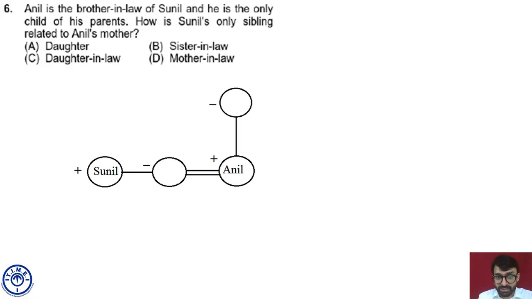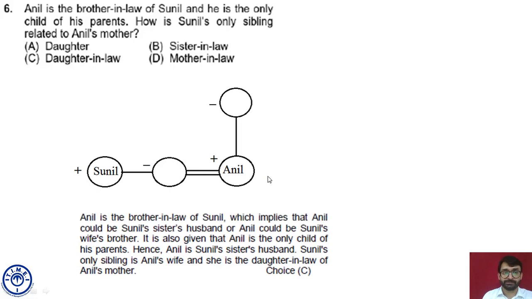Sunil's sister is Anil's wife. Anil's wife is related to Anil's mother as daughter-in-law. Had the question been how Anil's mother is related to Sunil's sister, the answer would have been mother-in-law. But the question is saying, how is Sunil's only sibling, the wife of Anil, related to Anil's mother? Anil's wife is related to Anil's mother as daughter-in-law. Fine. So the answer is C.